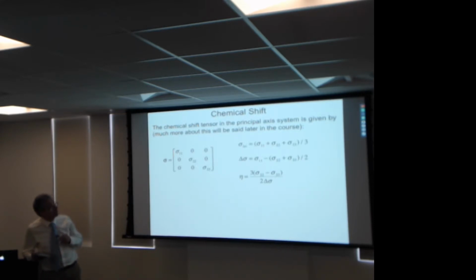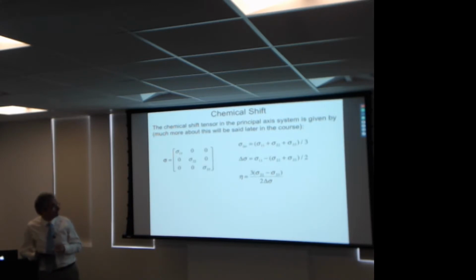So I'll just introduce this because Anne walked in. And here is a tensor sigma, which is the chemical shift tensor written in its principal axis frame. And I won't say much more about the principal axis frame for quite a while. And in fact, if I'm lucky, I won't say it at all. Anne will talk about it.